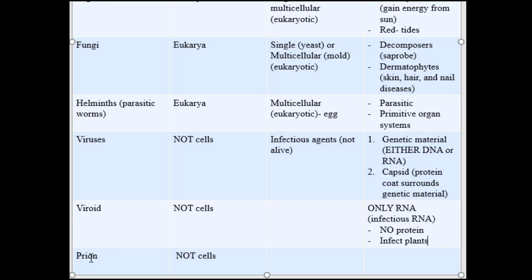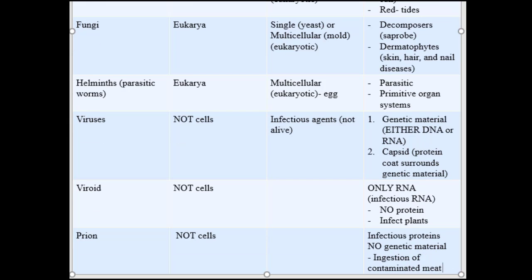Our last infectious agent are the prions. And prions are infectious protein. They contain no genetic material at all. If there's one thing that scares the daylight out of me, it's the prions. It's beyond strange to me. How could this infectious protein spread? Well, I'll tell you. It spreads by ingestion of contaminated meat. Usually, it has to be contaminated neural tissue.